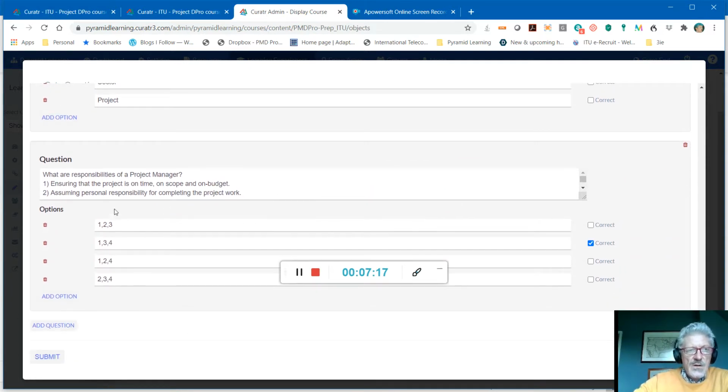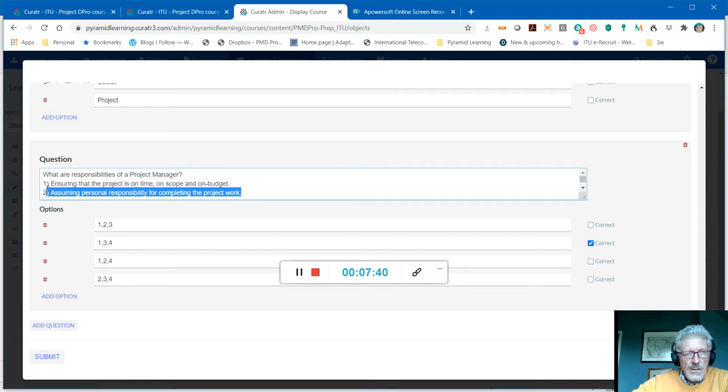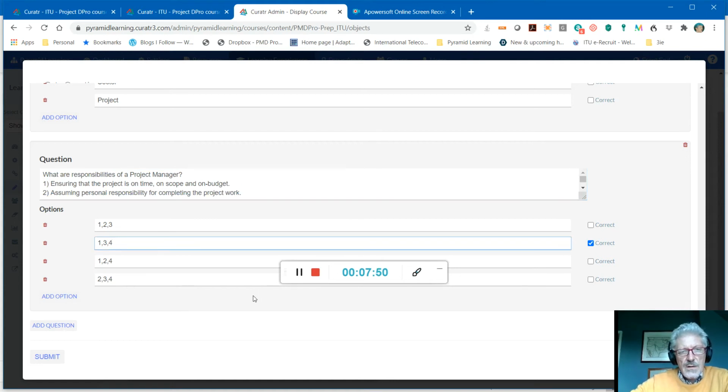And again, we've got a similar question here. What are the responsibilities of a project manager? One, ensuring it's on time, on scope, and budget. Two, assuming personal responsibility for completing the work. Working with an array of stakeholders, resolving internal conflicts. And again, we can see that the project manager is not personally responsible for completing all of the work. Managing it, yes, but not doing it all. So we can see that B does not have option 2, so it's the correct answer.